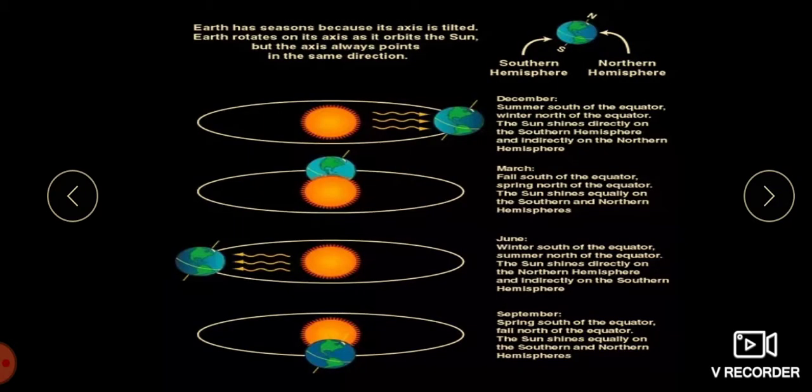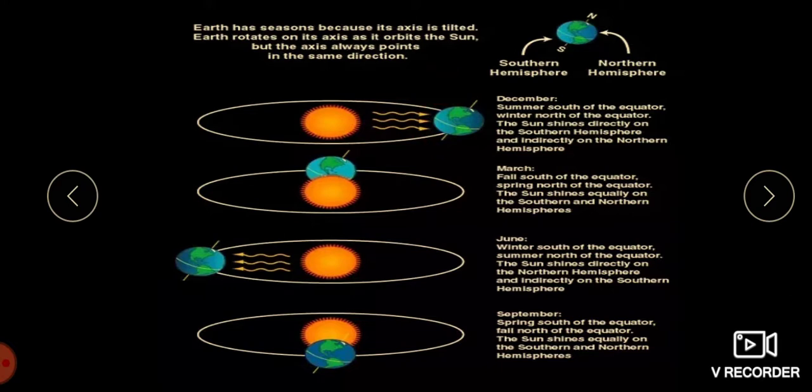Why does the earth have seasons? Because its axis is tilted. You can see it is tilted. The earth rotates on its own axis as it orbits the sun, but the axis always points in the same direction. In December, it is summer south of the equator and winter north of the equator. The sun shines directly on the southern hemisphere and indirectly on the northern hemisphere.